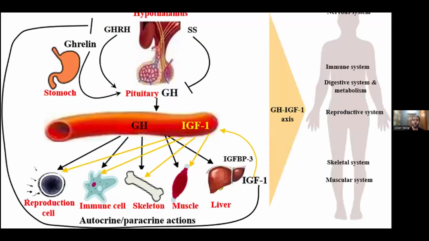Onwards to the growth hormone IGF-1 axis. The GH axis regulates linear growth in childhood and protein, fat, and carbohydrate metabolism and body composition in adulthood. Hypothalamic GHRH stimulates somatotropes while somatostatin inhibits them. Very important.